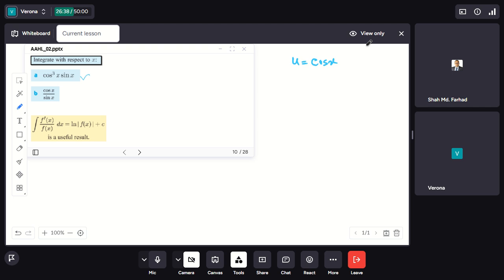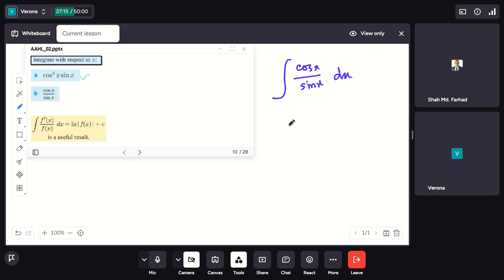Which one should we let u? Okay, let me do it for you. So now we have here cosine x over sine x. Now we have to integrate this with respect to x.